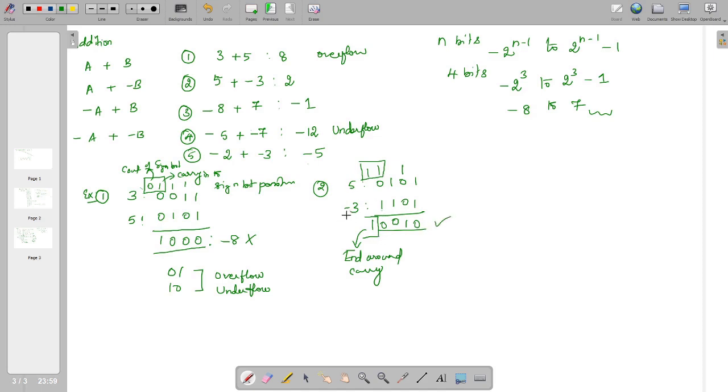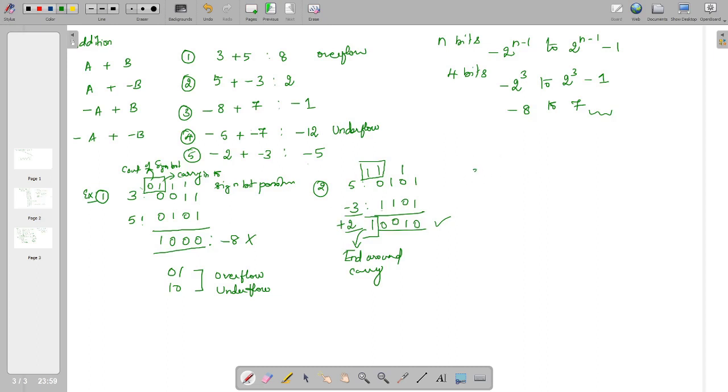Now we can check. The result that we need to get here is 2, and the decimal equivalent of this binary bit pattern, leaving this 1, because this end around carry is not going to be there in the accumulator, so we will not have this 1 at all, right? So leaving this 1, check the decimal equivalent of this 0 0 1 0. The decimal equivalent of this number is 2, and the sign bit is 0, so positive. So the answer we got is right here.